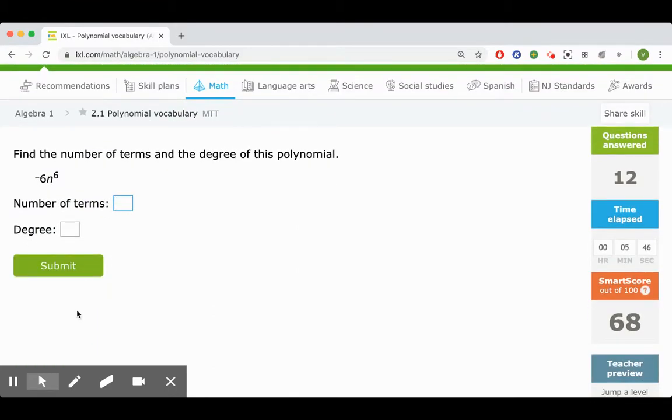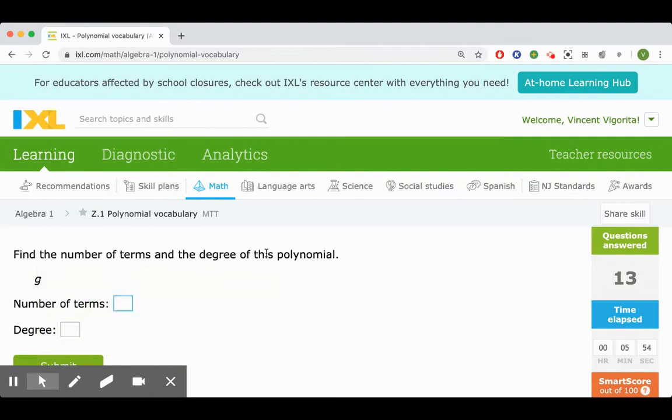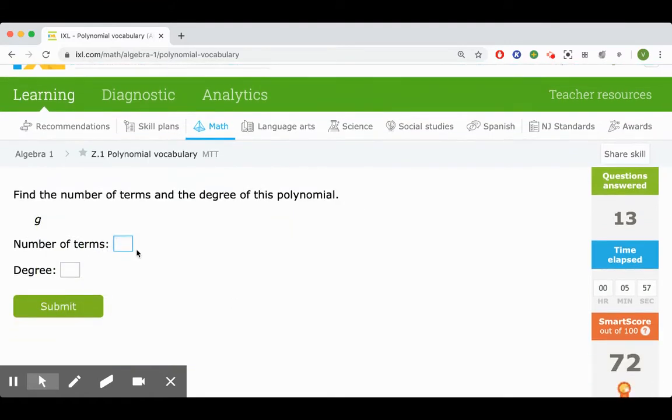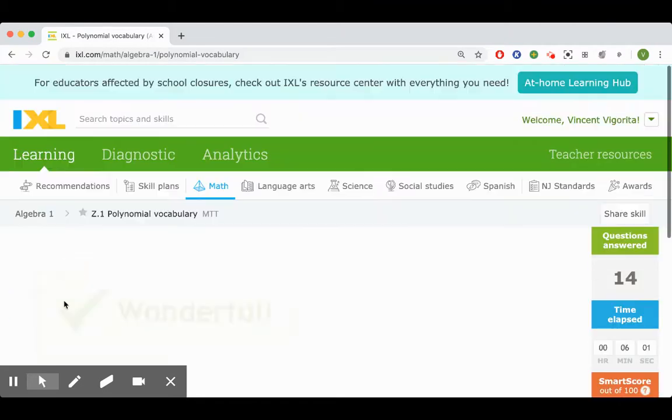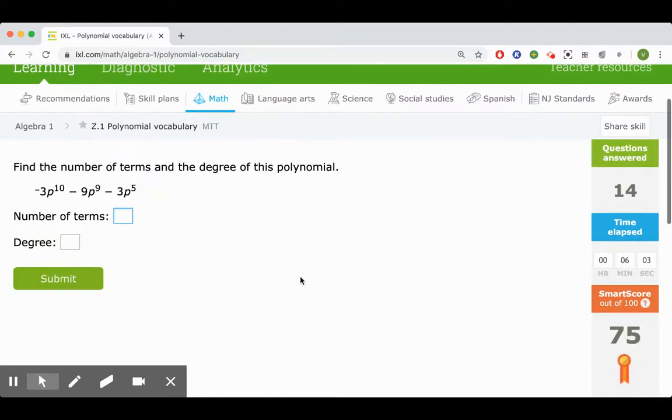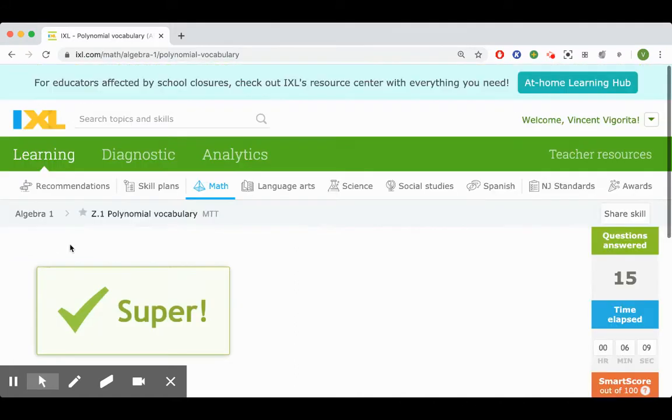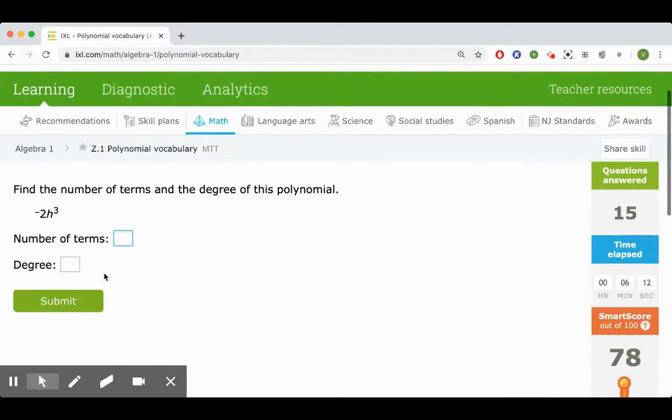Find the number of terms and the degree of this polynomial. There's only 1 term, and its exponent is 6. So it's the 6th degree. Okay, I think you get the idea. That's 1 term, and the exponent's not there, so it's 1. Okay. There's 3 terms. Highest exponent is 10. Okay. Find number of terms. It's 1 term. Exponent is 3.